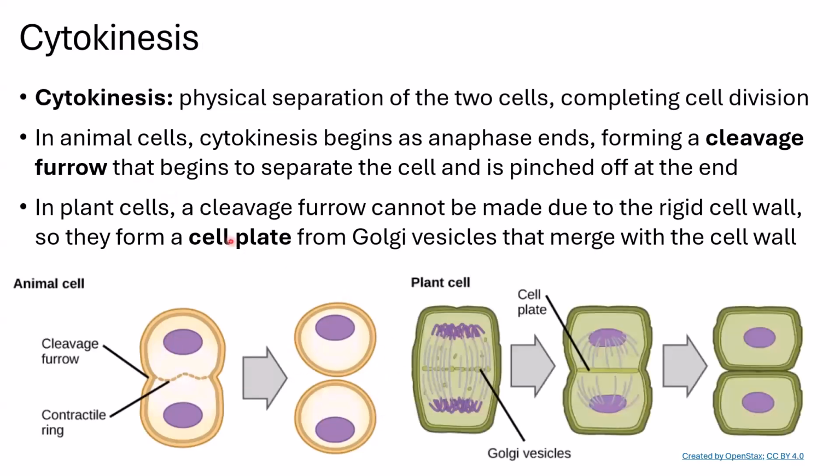Plant cells have rigid cell walls, so they are unable to make cleavage furrows. Instead, they form a cell plate using Golgi vesicles, and these eventually merge to form a new cell wall that divides the two new plant cells.